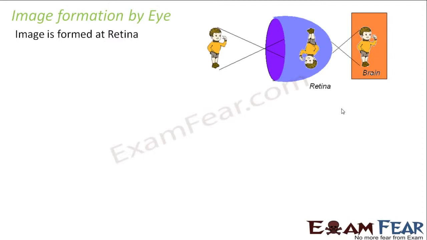Let us now look at the image formation by eye. As I mentioned before, the image is always formed at the retina. So how does this image formation take place?